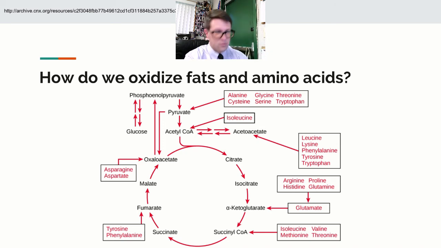The cycle at the bottom would be the Krebs cycle. Citrate is the 6-carbon thing. Oxaloacetate is the 4-carbon thing. Acetyl-CoA is the 2-carbon thing.